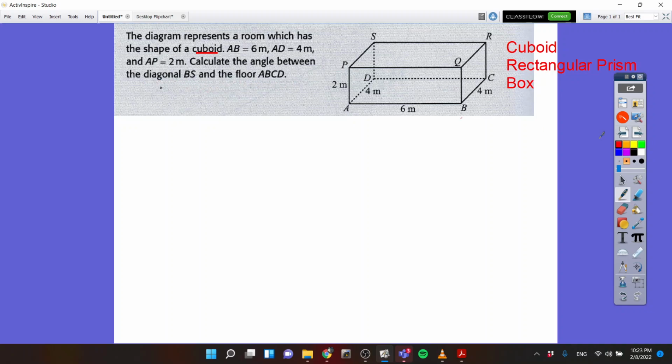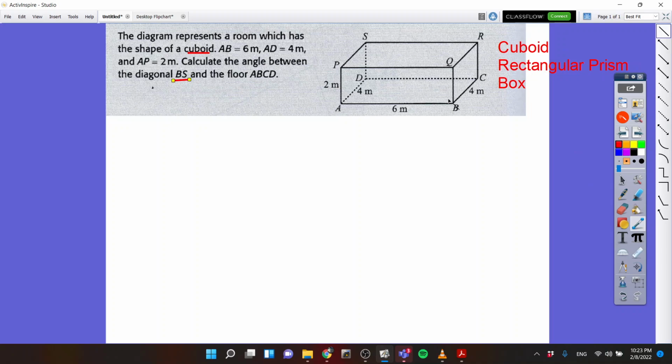I'm all about drawing these things first. Okay, diagonal BS. If I'm looking for diagonal BS, I think we're going to connect B and S. That's a diagonal going all the way across the box. If you have trouble visualizing it, this would be like in front. This diagonal is going through the box, like through the center of the room. And we want the angle between that and the floor ABCD.